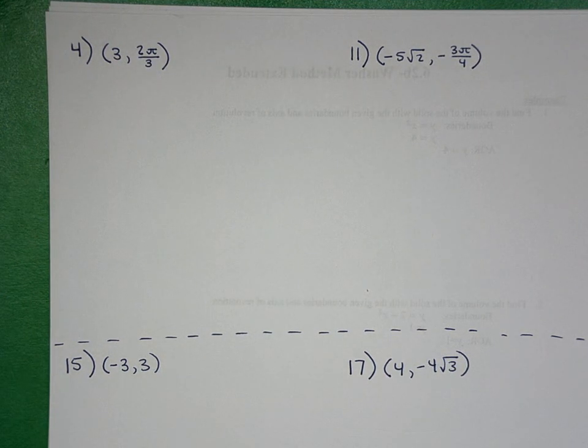Okay, this video is homework help for Unit 2, Assignment 1. We're going to do 2 problems from each grouping. So numbers 4 and 11 will be for the problems numbers 1 through 12, and 15 and 17 will be problems for numbers 13 through 20.